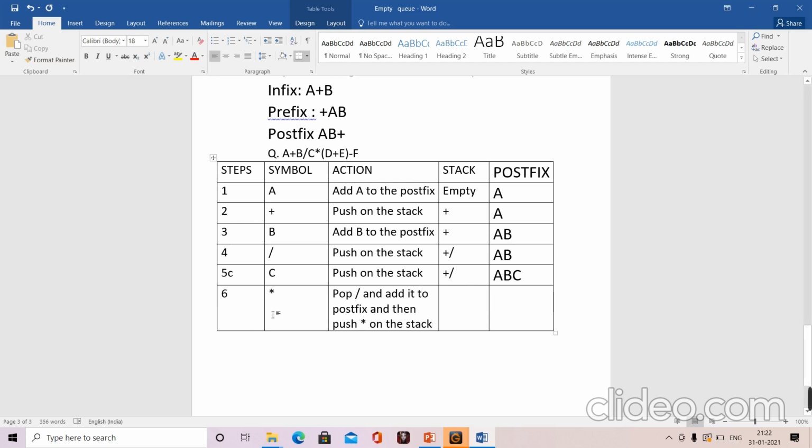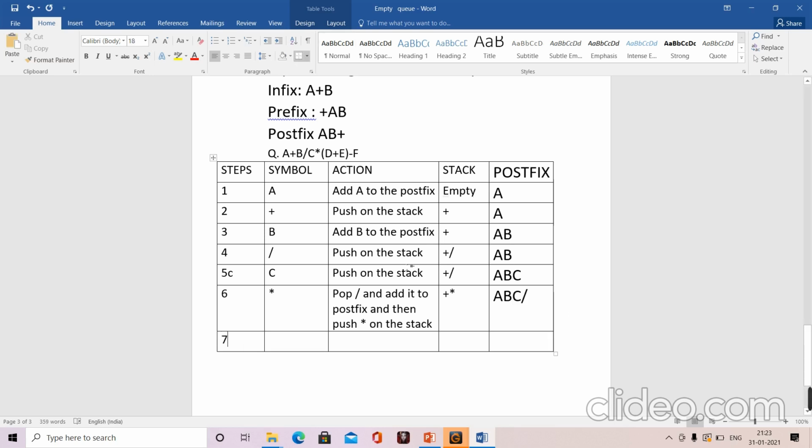So this division will be removed, will be popped. Instead of that, this multiplication symbol will be pushed, so plus and multiplication. Then this popped symbol will be added to the postfix. So this is a postfix, right? It will be added here: A, B, C, slash. All right, this will be slash.